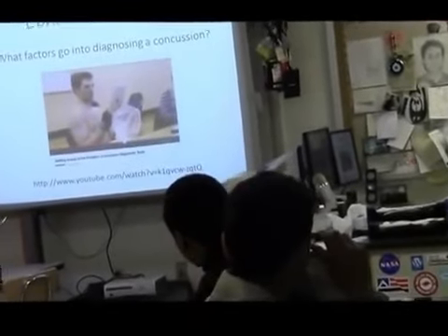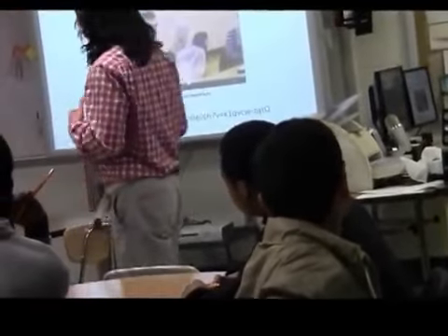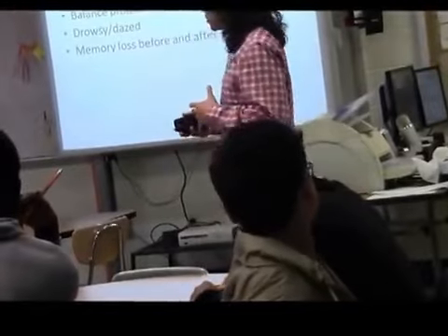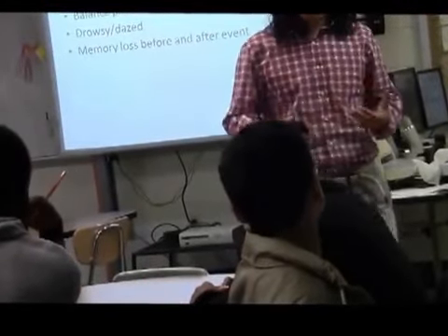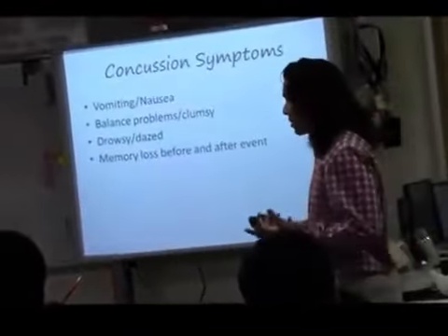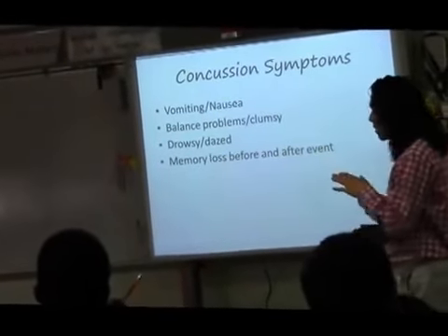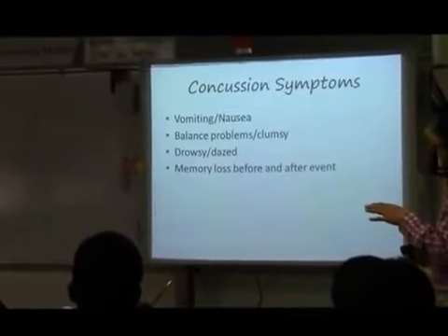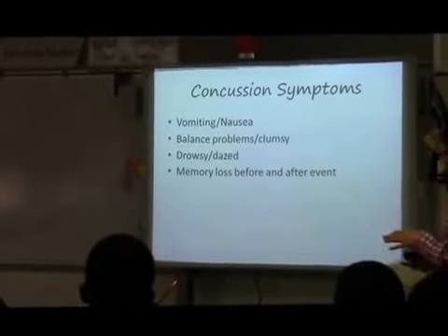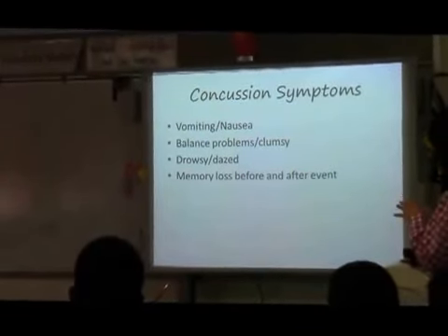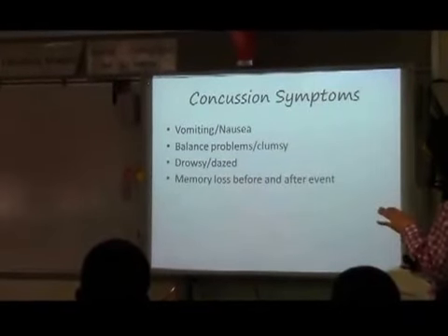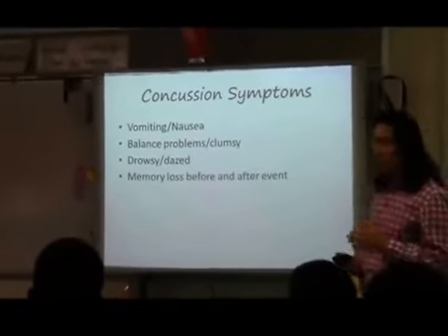And this kid, like Ryan, wants to go back and play again. Was it just a normal hit, or was it a concussive hit? We're going to write an app to help coaches, help athletic trainers diagnose a concussion. So here we go. We're going to look at 4 factors. Vomiting, nausea. Did you have that, Ryan? I have not. Okay. Balance problems, clumsiness, drowsy, being dazed, and then memory loss before and after the event.